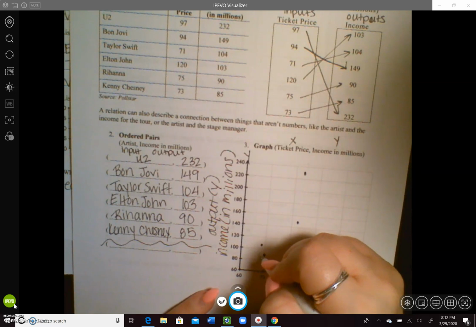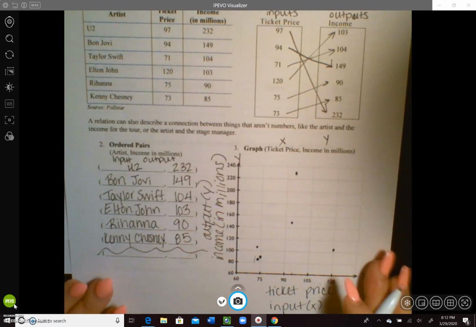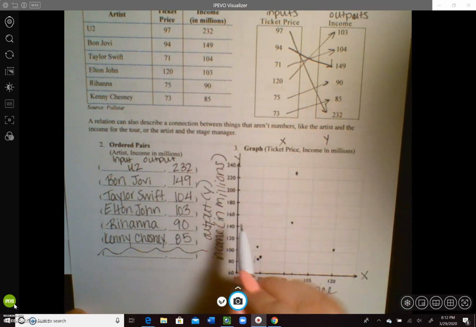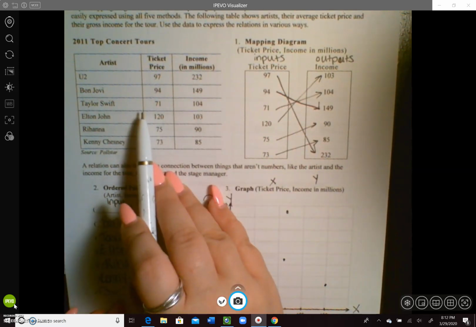73, 85. Okay? So this is kind of like a scatter plot. Those points are all over the place, okay? But we can see input, output. They're all graphed all over the picture. Okay, so this is all representations of the same set of data from this table.